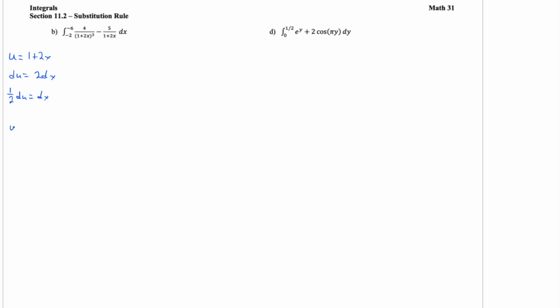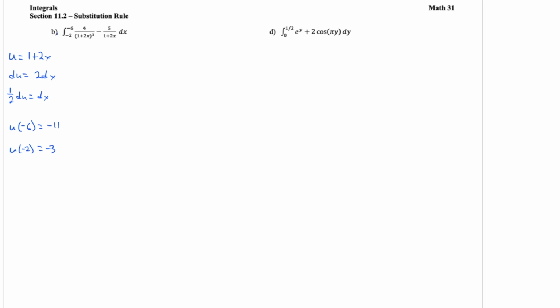Now for my limits of integration, I'm going to put negative 6 in for u, and so it'll just be 1 plus 2 times negative 6. And so for the u to the negative 6, that'll just give me negative 11. For the other one, I'll have u to the negative 2. It's putting negative 2 into here, so 1 plus 2 times negative 2. And so that'll, of course, give me negative 3 then as the limit of my integration.